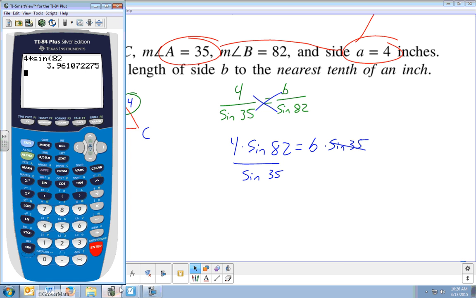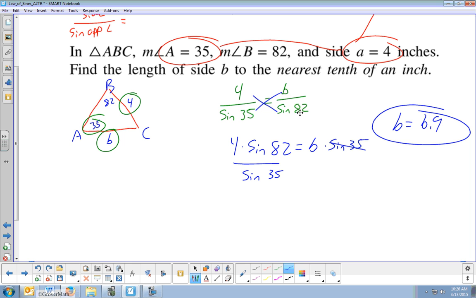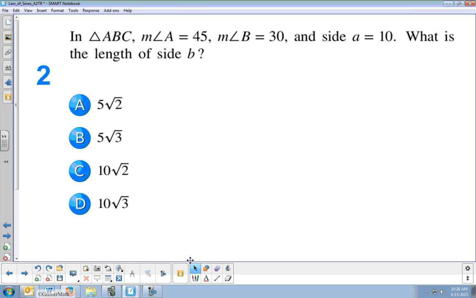And again, just type that into my calculator. So now my answer divided by sine 35, and it's 6.9, to the nearest tenth of an inch. So b equals 6.9. But once you have this ratio, the calculator will do a lot of the work for you. But let me do one more example for you quick.